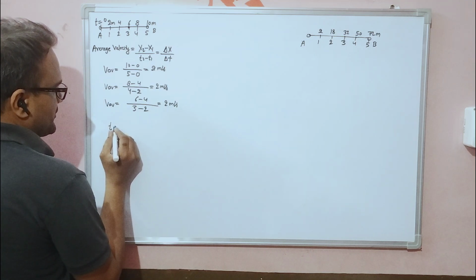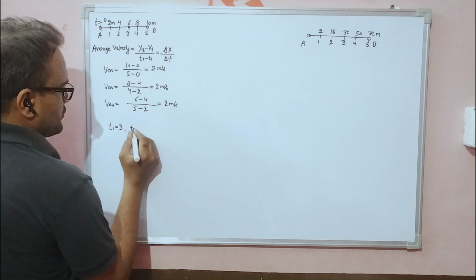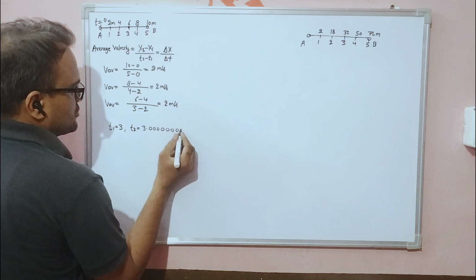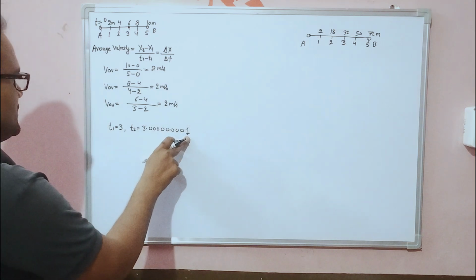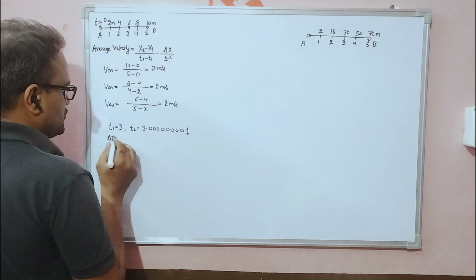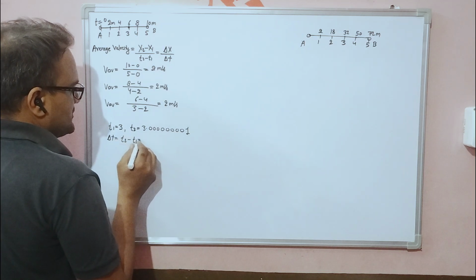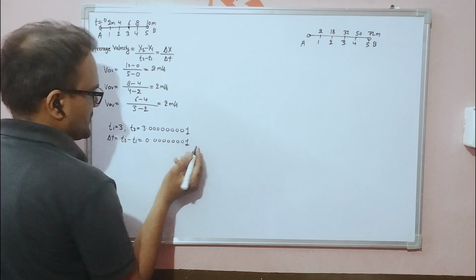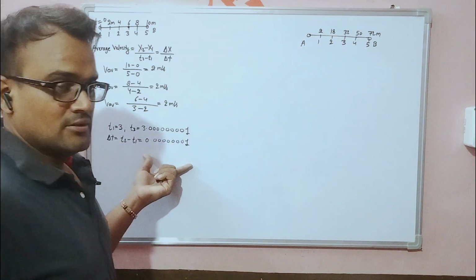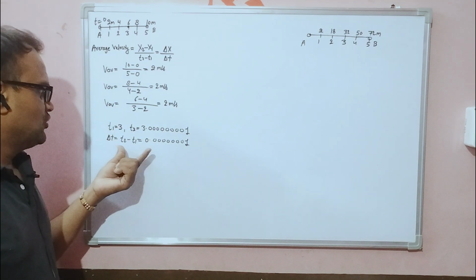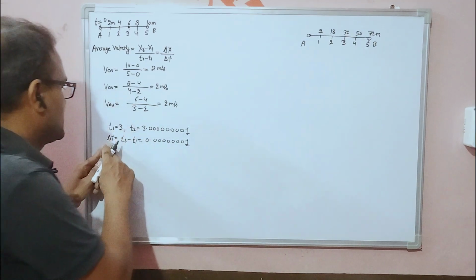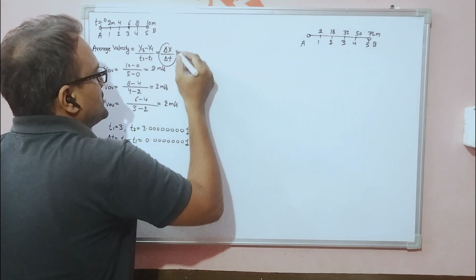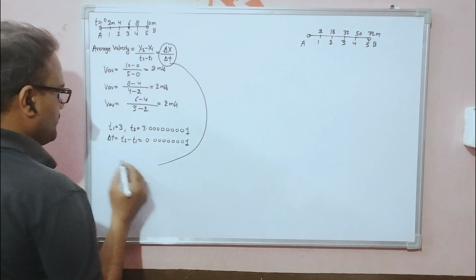Suppose I take t1 equal to 3 and t2 equal to 3.000 many times 0 and it is 1. So if I take the difference of these two instants, then delta t comes out to be this. So this is nearly equal to 0, right? Now if I select the value of t1 and t2 such that this delta t is almost equal to 0, then this notation changes into this form.